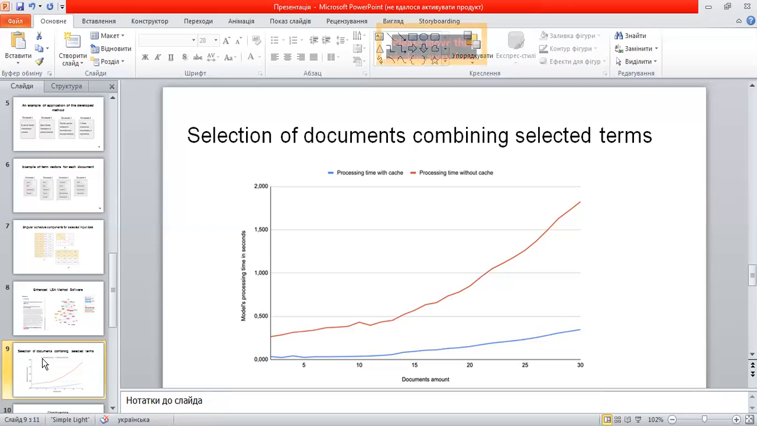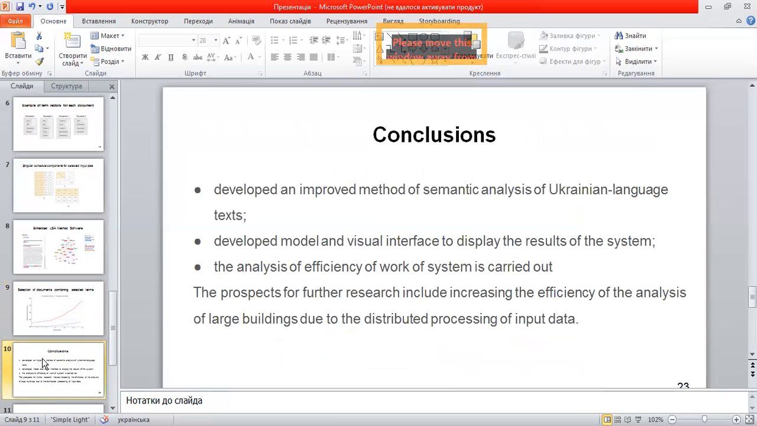And coming to the conclusions, we developed an improved method of semantic analysis of language text, developed a model and a visual interface to display the results of the system. The analysis of the efficiency of the system has been carried out, and the prospects for further research include increasing the efficiency of the analysis of large corpora due to the distributed processing of input data.